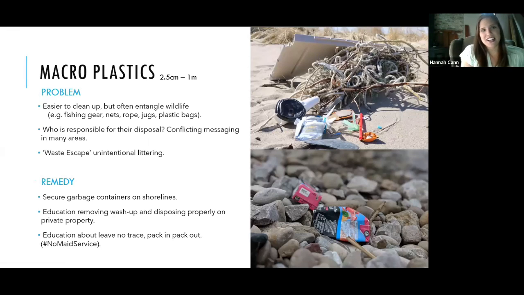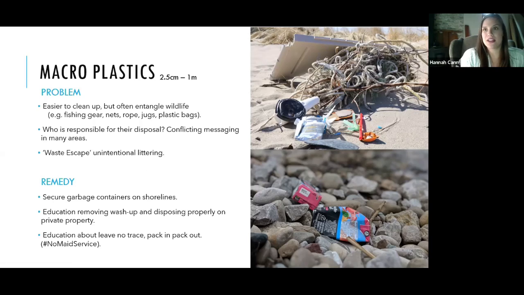Macroplastics are next. They're easier to clean up because they're larger. They're 2.5 centimeters to a meter, easier to grab when you're doing your cleanups. But they often consist of fishing gear, nets, rope that's all tangled up, large bleach jug style items, and plastic bags. The problem with especially fishing gear, nets, and rope, when they get all tangled up, is that there could be a number of different types of material in there, and you can't identify them. They don't have a label like the number on your water bottle. So they basically are just landfill. You can't recycle them.